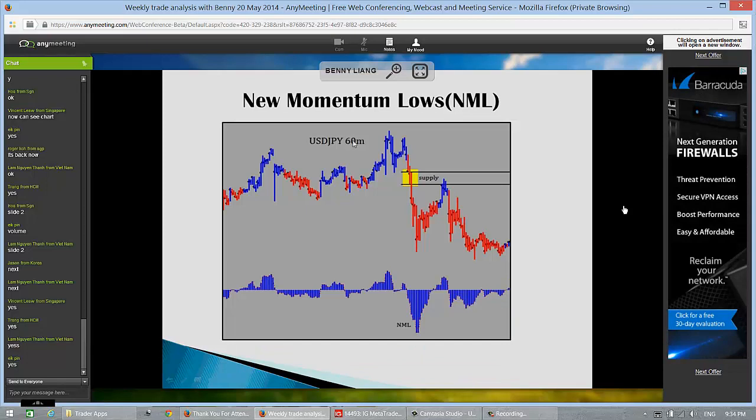I can see that even if we work down all the way to the 60 minutes time frame, we have a new momentum low. Look at this new momentum low on the 310. Look at all the rest of the lows and look at the price. And see how the price pulls back to the supply over here. This is the second leg.